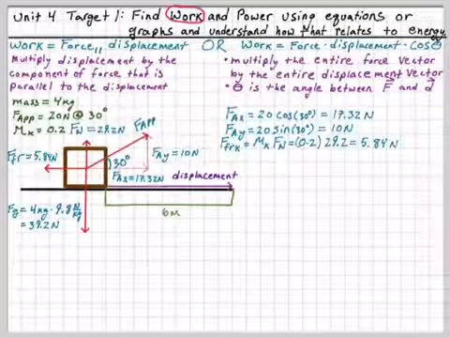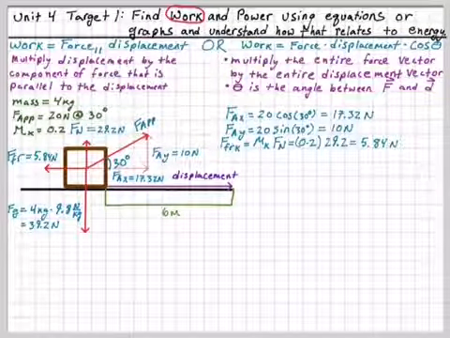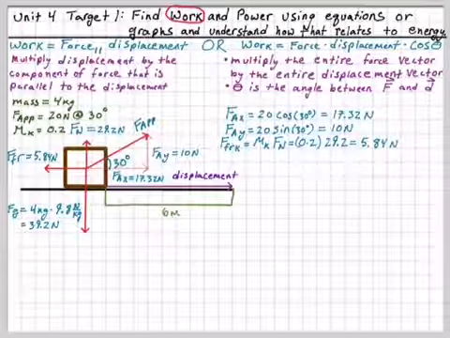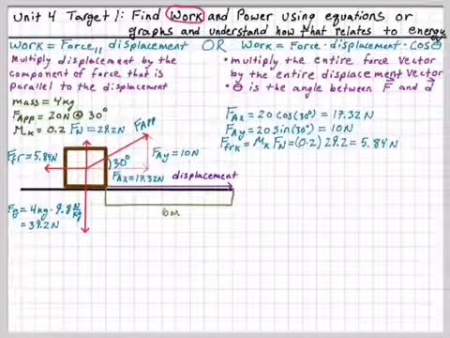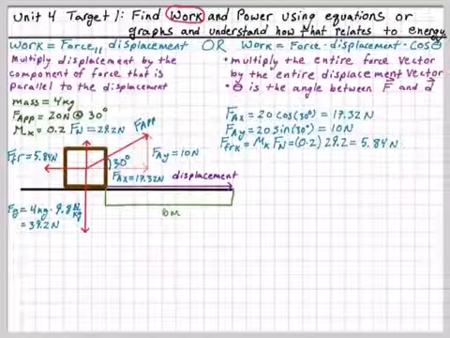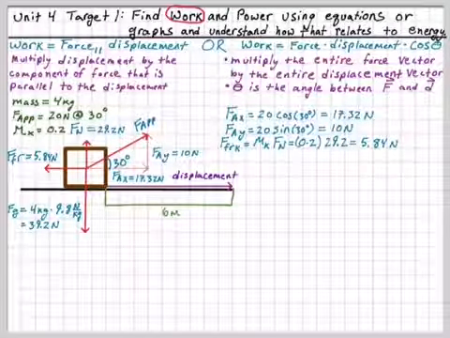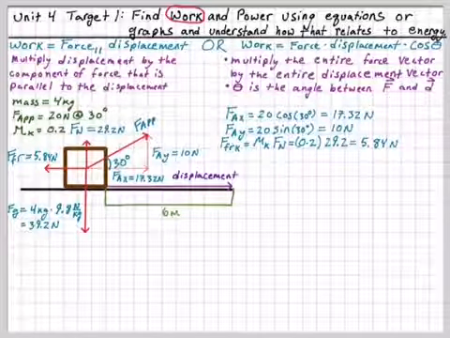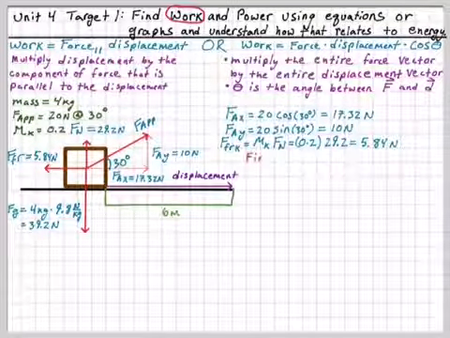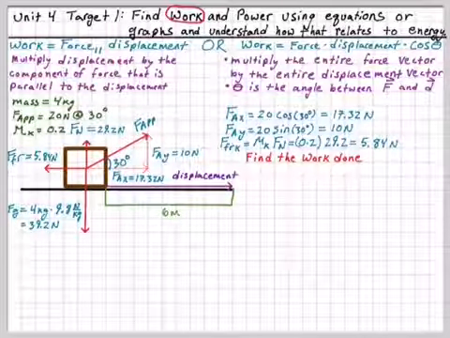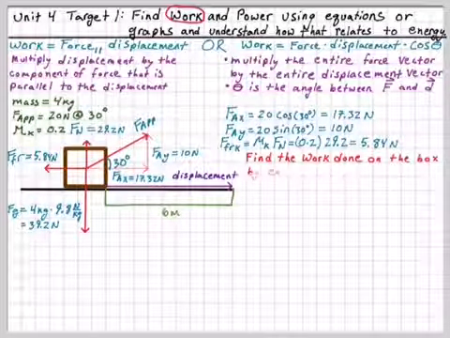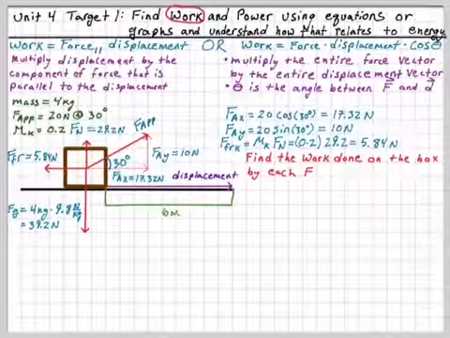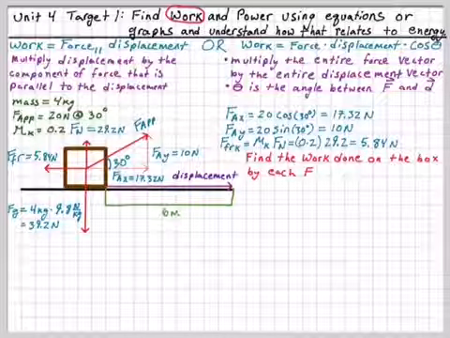And let's draw the direction of our displacement vector, because we know that we are going to want to be multiplying and comparing the directions of our force vectors and our displacement vectors when we calculate our work values. Okay, so let's go ahead and do this. Let's find the work done on the box by each force, and that way we'll practice using both of our work equations.